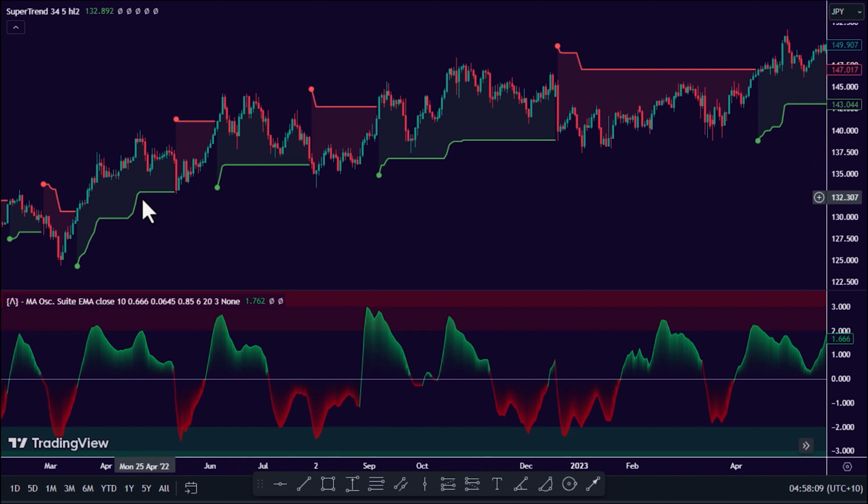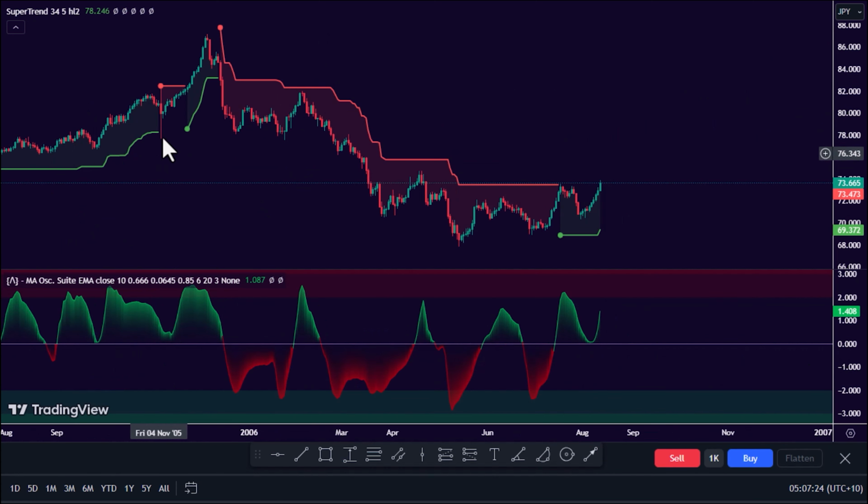Next, look for a pullback within this trend. This will be signaled by the line of the moving average oscillator changing color from green to red and then back to green. The pullback should last a minimum of 5 candles and a maximum of 10. The entry candle is then the first one that corresponds to the first green area on the moving average oscillator.